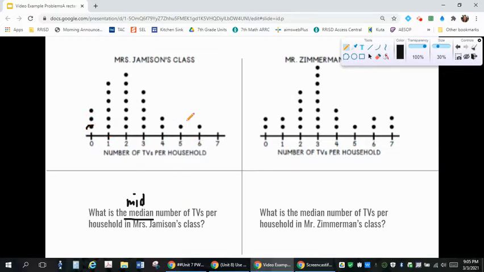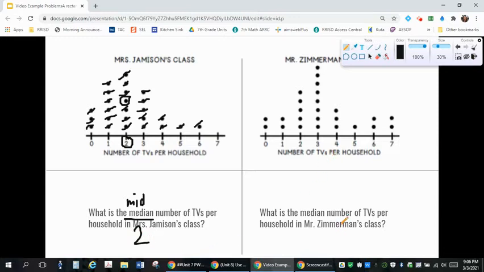So let's start. 1, 1, 2, 2, 3, 3, 4, 4, 5, 5, 6, 6, 7, 7, 8, 8, 9, 9. Oh, look, even if I go from each end, 10, 10, 11, 11, 12, 12. Okay, so it's definite. My median number of TVs per household is 2.